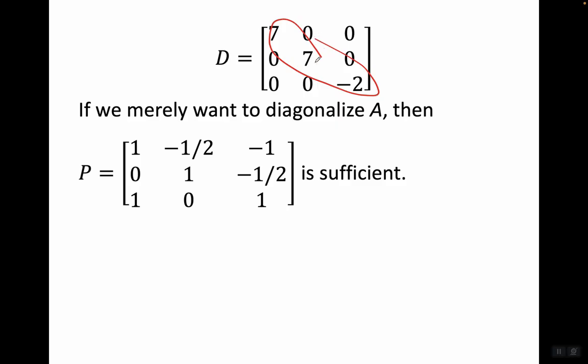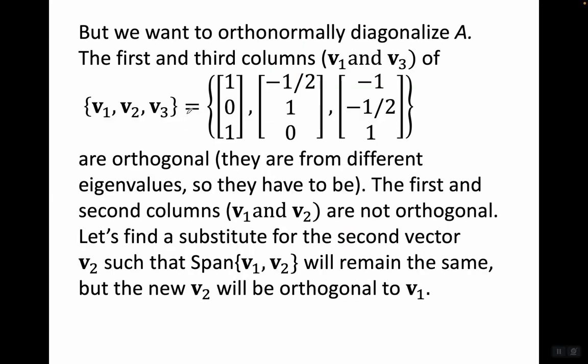If we merely want to diagonalize A, then this P would be sufficient. It's an invertible matrix. That would be fine. But we want to orthonormally diagonalize A. The first and third columns, V1 and V3 of this matrix, are orthogonal. So these two vectors are orthogonal to each other. They're from different eigenvalues, so they have to be. The first and second columns, V1 and V2, are not orthogonal.